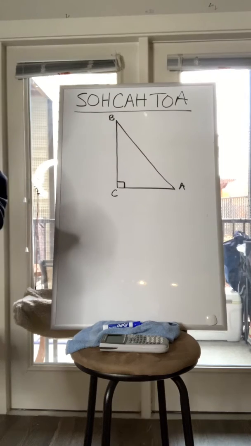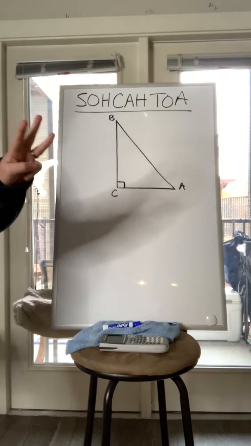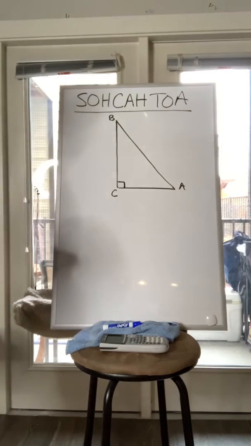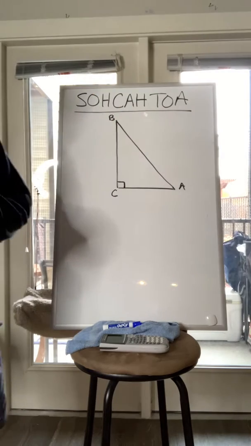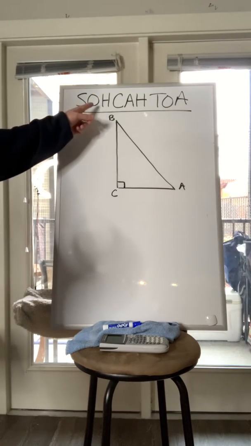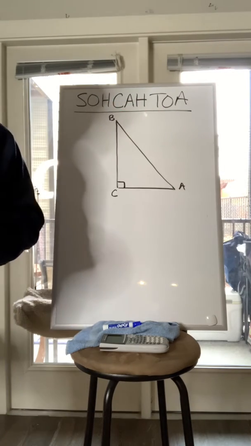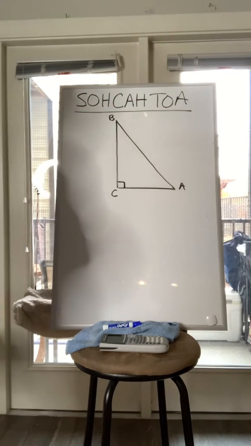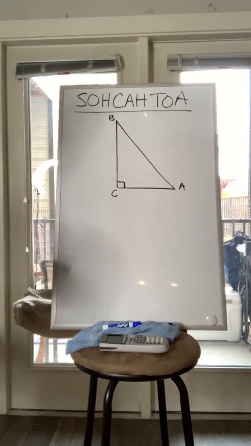All right, folks, so today we're going to talk about the three major trig functions that exist in a right triangle. So here I have a right triangle, and above it I have a word that you're probably wondering what the heck that word is. Sohcahtoa. It's a weird word. It's not really a word. It's actually an acronym. And at the end of the video, hopefully you'll understand exactly what the acronym stands for.